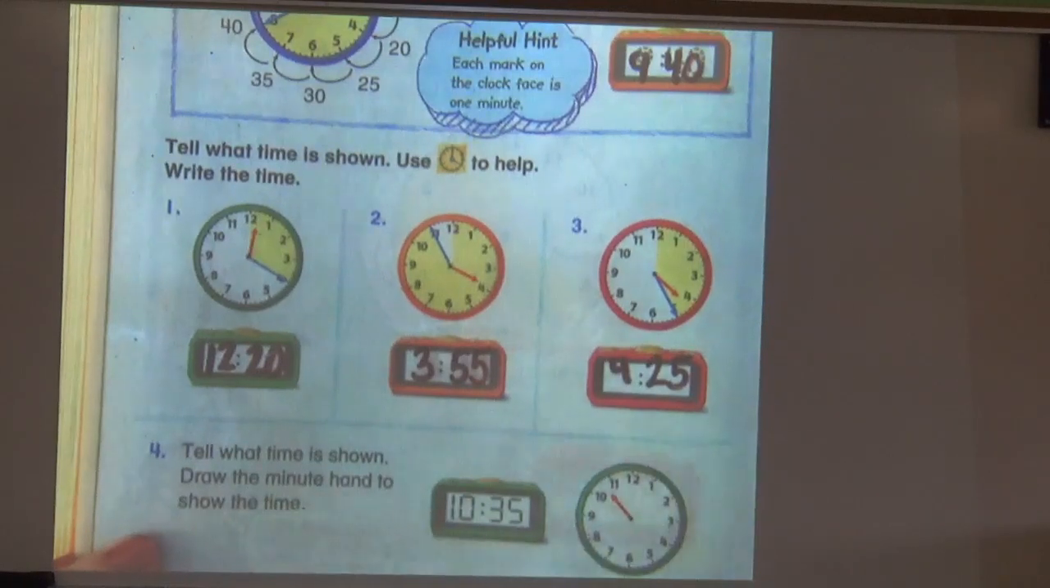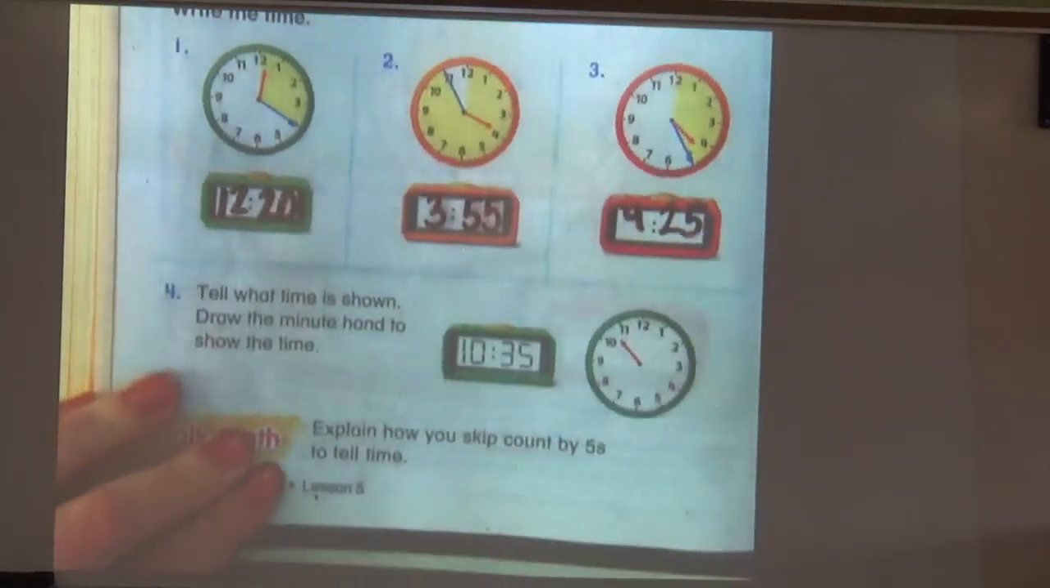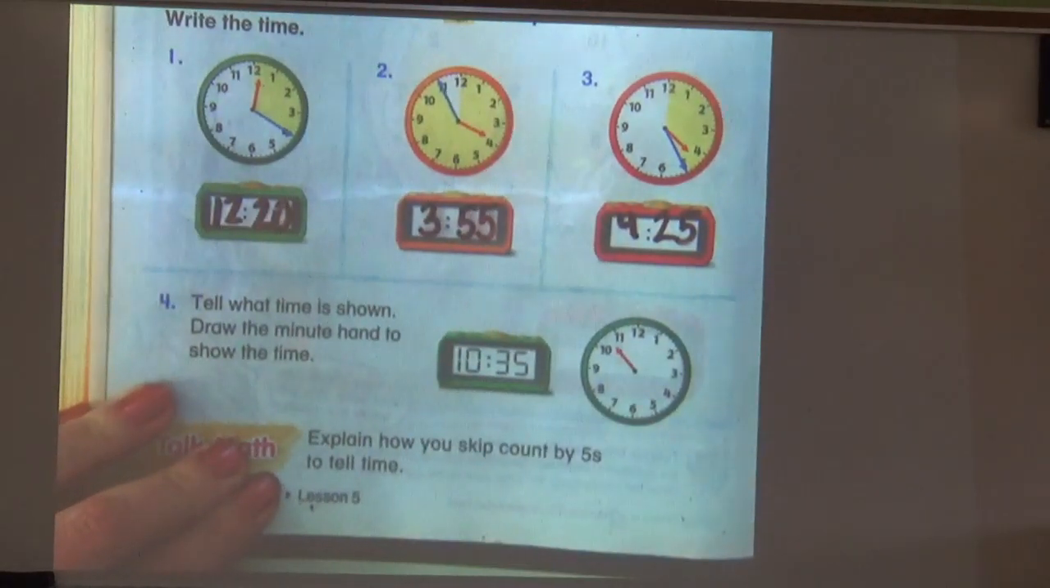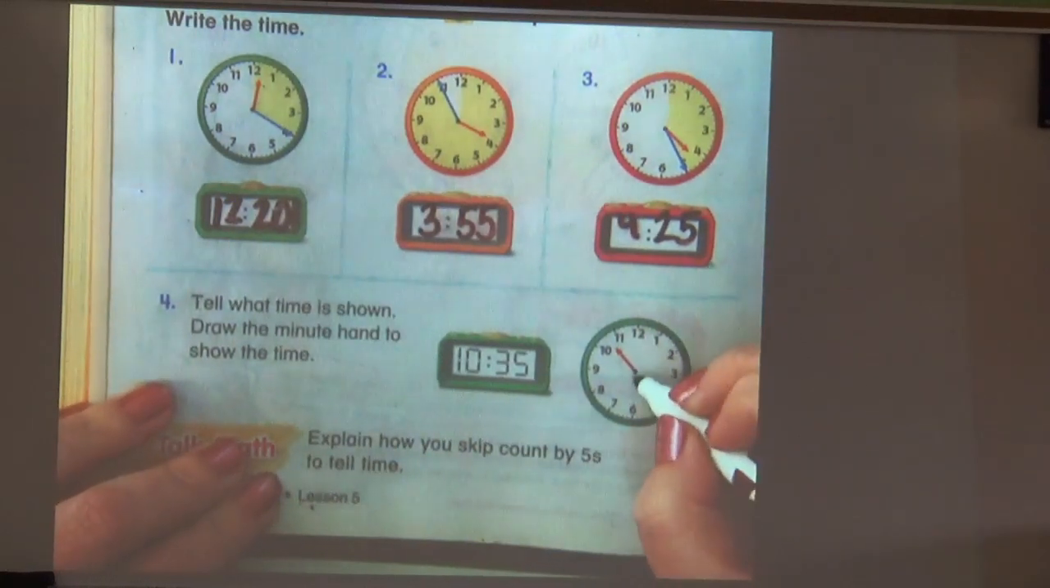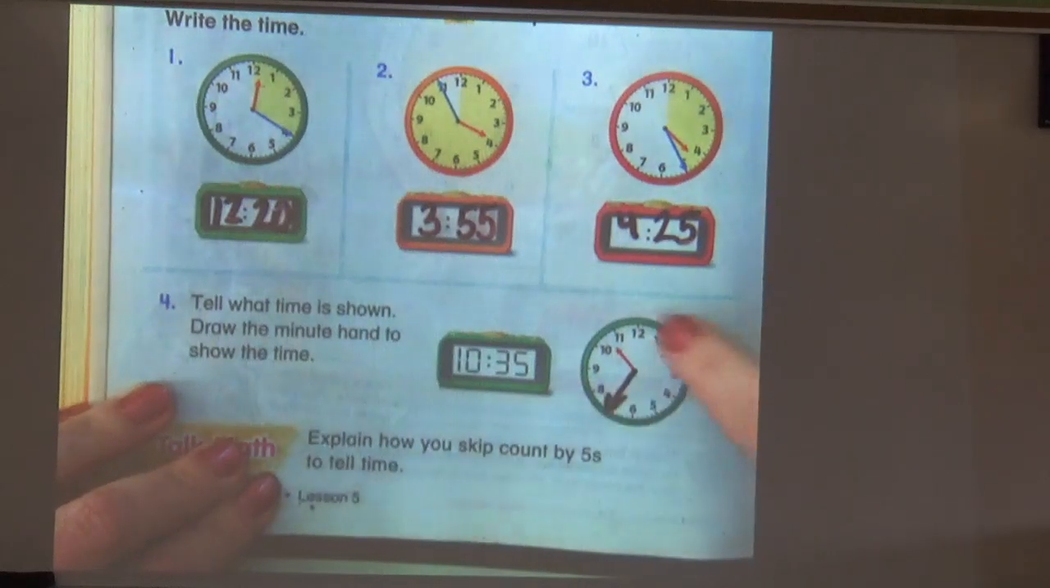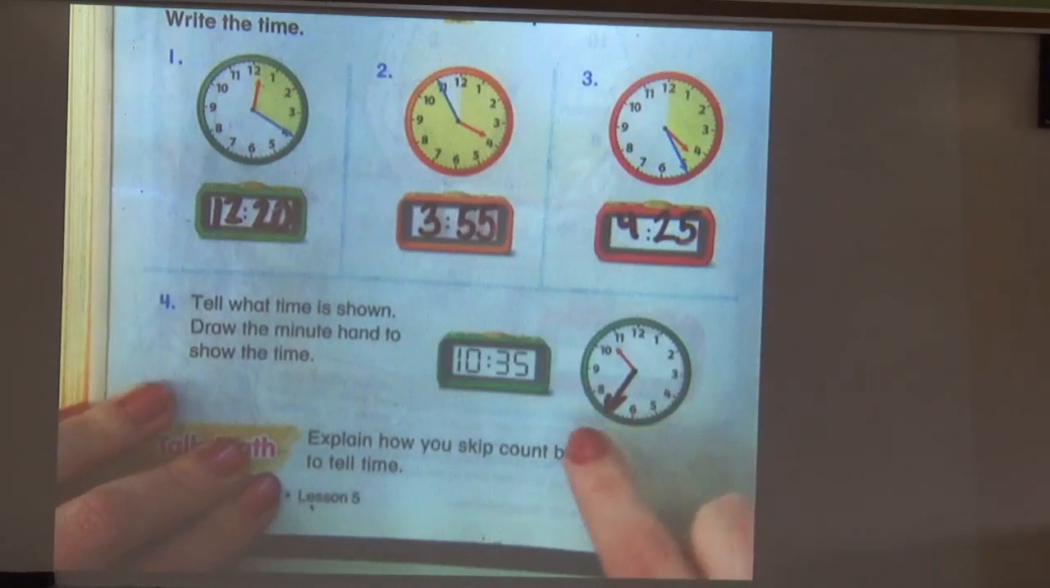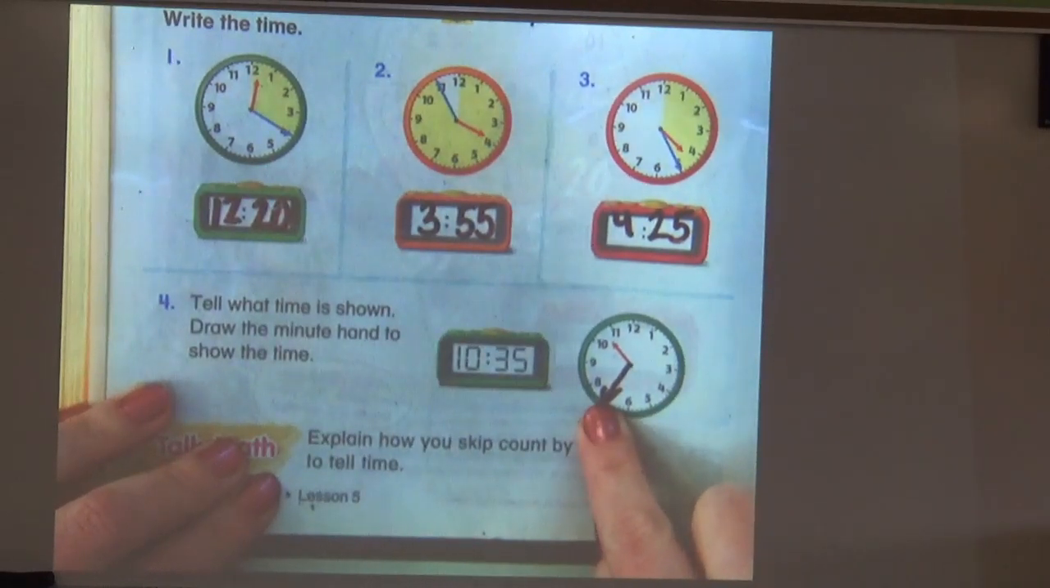Down here, it is asking us to tell what time is shown and draw the minute hand to show the time. Well, on our digital clock, we can see that it is showing 10:35. What number is my minute hand going to point to show 35? If you said the 7, you are awesome. If we skip count around, we know 5, 10, 15, 20, 25, 30, 35 minutes past, we'll have our minute hand pointing directly to our 7.